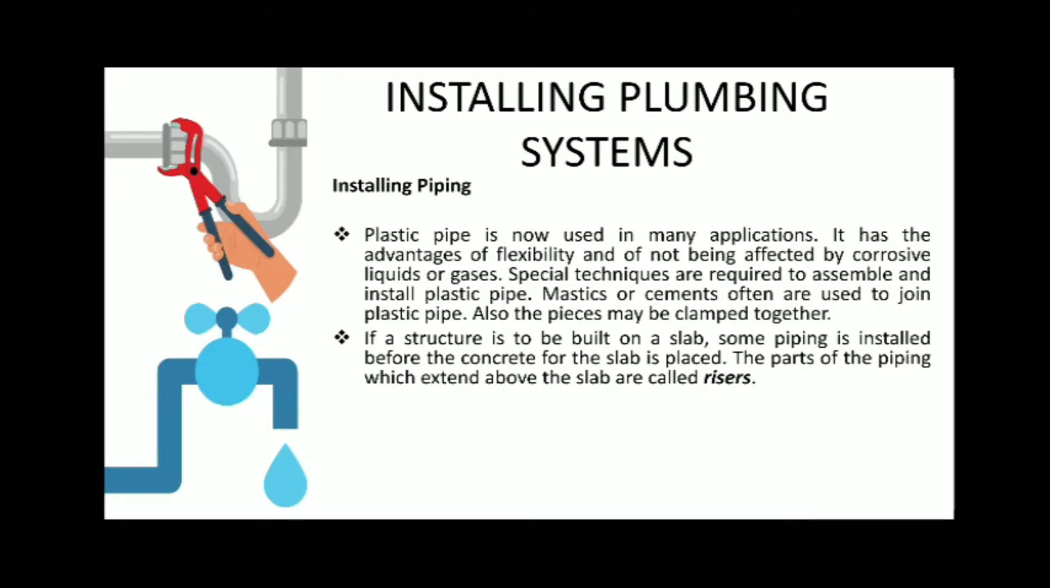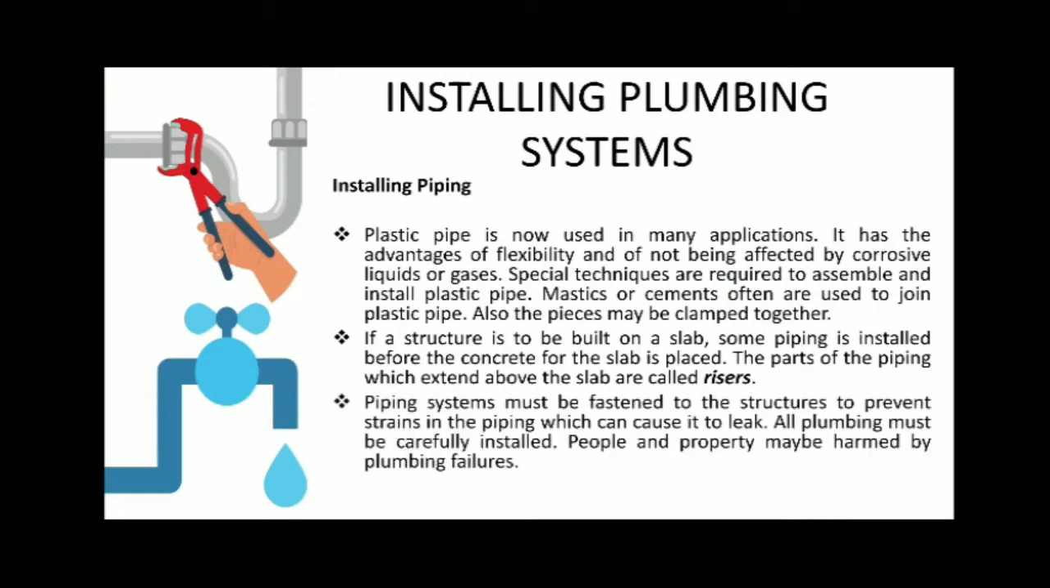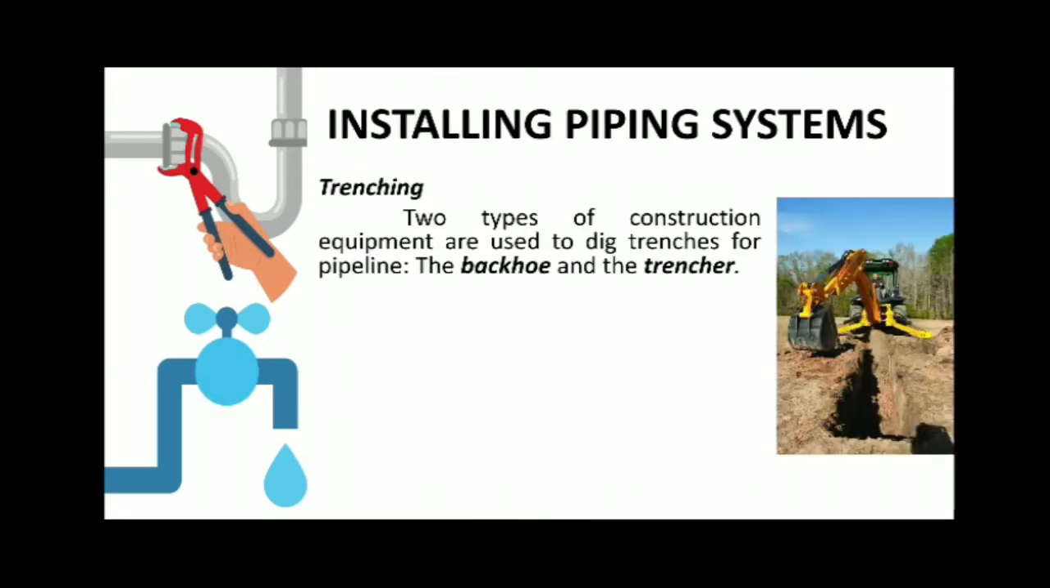So, it is really important na maayos at pulido yung dugtungan ng mga tubo at pagkakakabit ng mga fixtures sapagkat kung hindi, it will be hazardous to not only for your properties but also for the lives of people within the vicinity. In the installation of piping systems, there are two types of construction equipment na karaniwang ginagamit sa paghuhukay, the backhoe and the trencher.